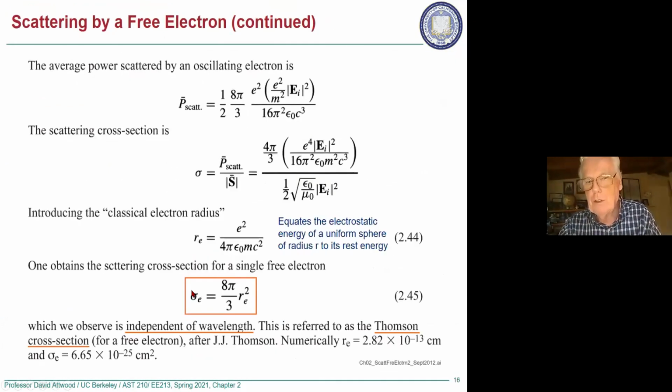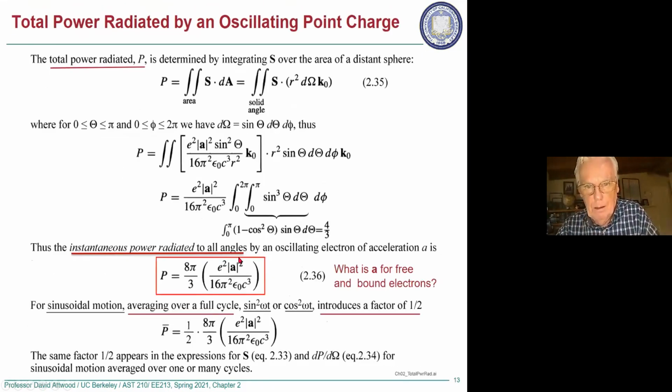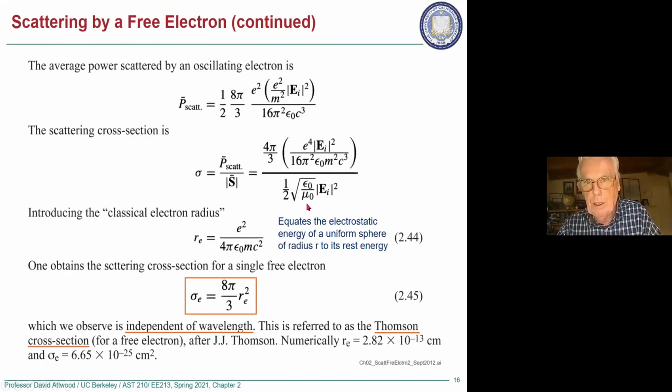Okay, so this was the result we got. We had a formalism that depended on the acceleration, but we didn't say what the particle was. It just involved the acceleration of some particle. Then we said, okay, it's going to be a single free electron. We go through this, combining terms, and we got this simple cross-section with no frequency dependence.